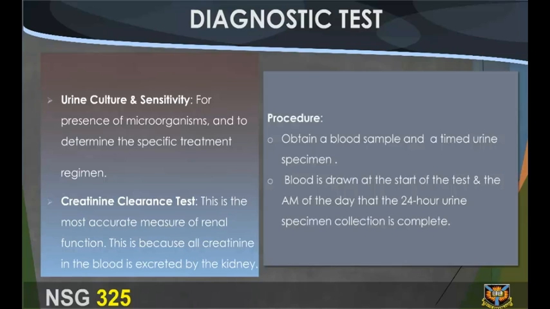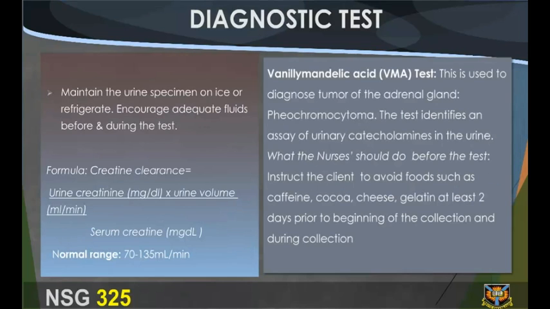Procedure. Obtain a blood sample and a timed urine specimen. Blood is drawn at the start of the test and in the AM of the day that the 24-hour urine specimen collection is complete. Maintain the urine specimen on ice or refrigerate. Encourage adequate fluids before and during the test.